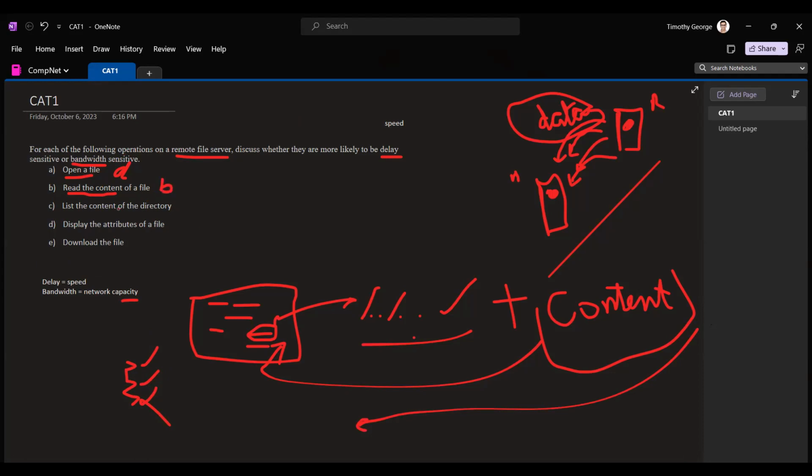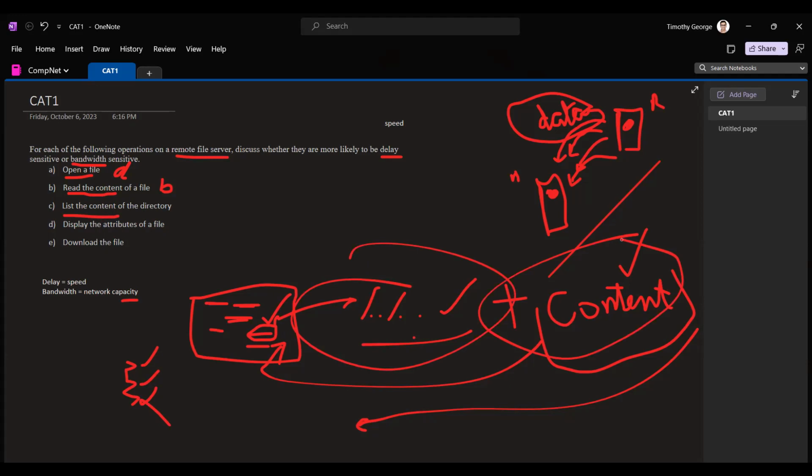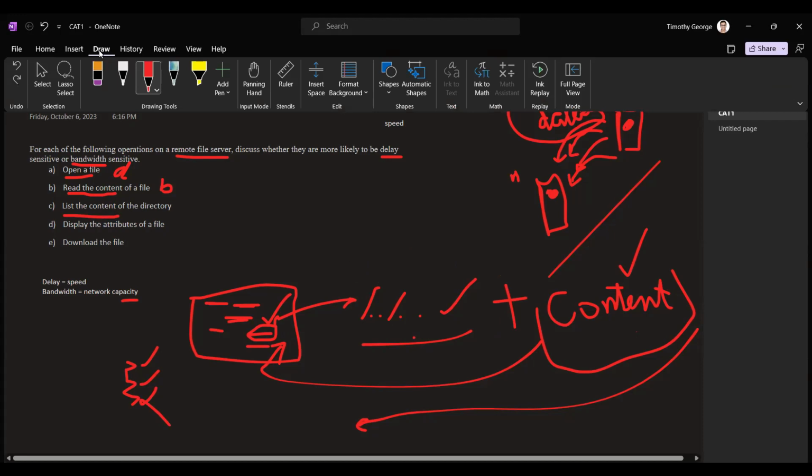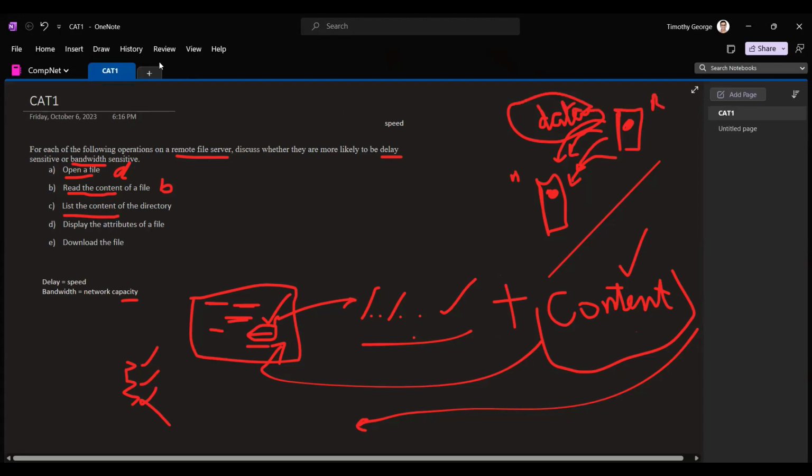Okay. The next one is listing the contents of the directory. This is something that is different from the other. You need the content, yes, but you also need what is inside these places. So you need to transfer the directories and you need to transfer the content. Anyway, you need both the directories where everything is placed, and you're going to be looking at the content.